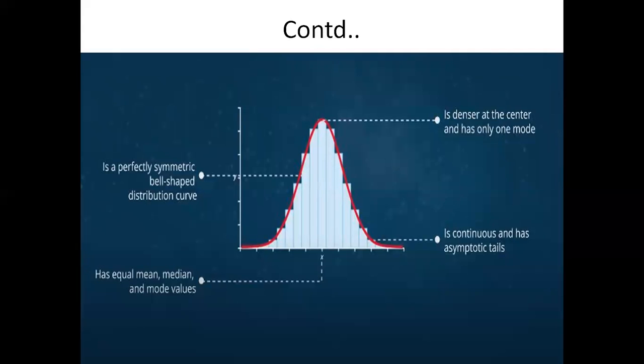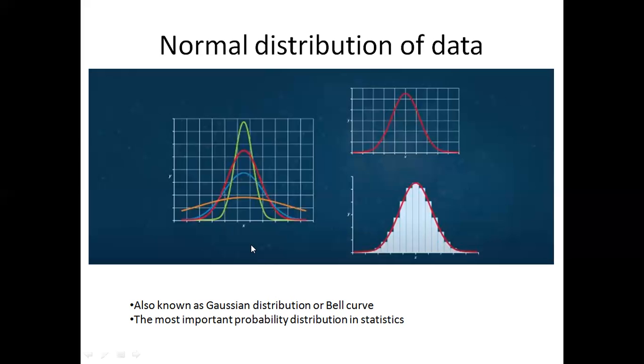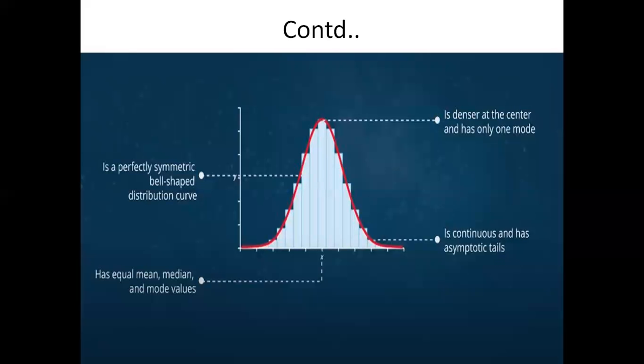Again, I'm going to describe the bell curve. In the previous lecture, I told that statistical techniques can be applied in order to obtain the probability distribution, so that we can determine the probability distribution, and also the Gaussian distribution can be obtained. It is also called the bell curve. Next, I am going to explain each and every part. The top one is denser at the center and has only one node. You can see only one node here, and it is perfectly symmetric. It is a bell shaped distribution curve.